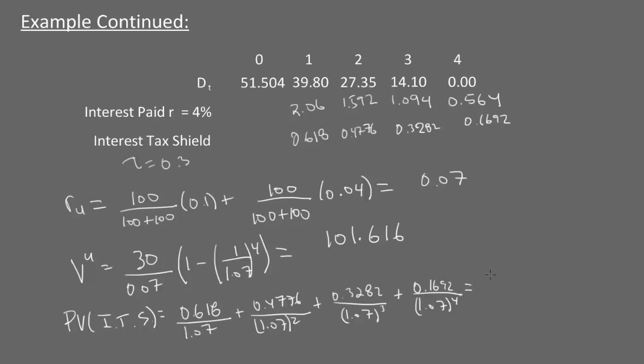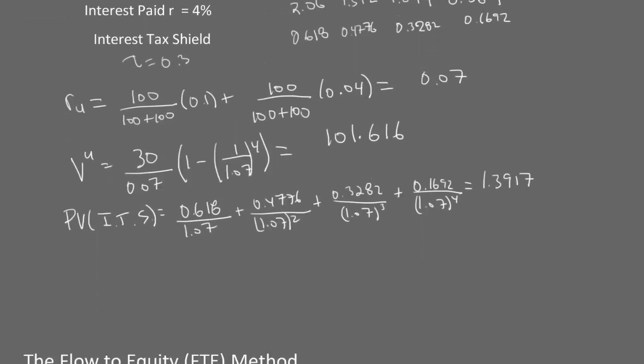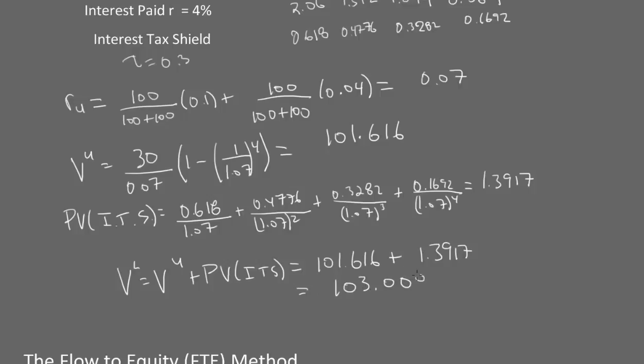Now that gives us a value of 1.3917. Now to calculate the levered value of the firm, it's simply VU plus our PV of interest tax shields. So it's simply 101.616 plus 1.3917. That gives us 103.008, which is the same value that we got using the WACC method above.